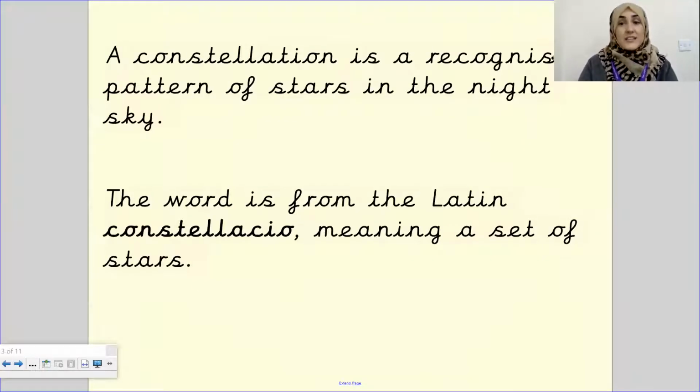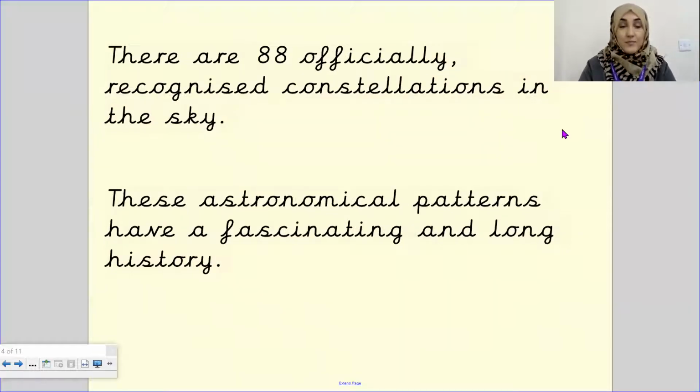Okay, what is a constellation? A constellation is a recognized pattern of stars in the night sky. The word is from the Latin constellatio, meaning a set of stars. So it's different stars in the sky, a bit like joining dot to dot, that when you join together, they make some kind of pattern. There are officially 88 recognized constellations in the sky.